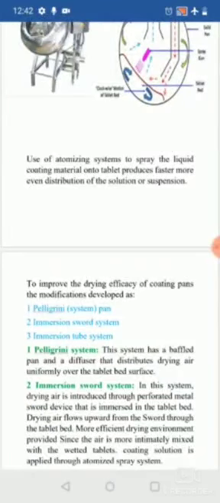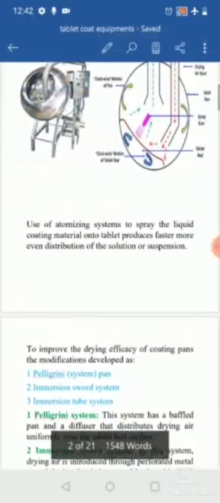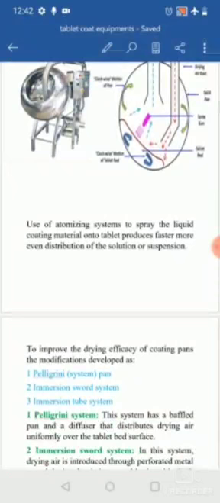Once you apply the air, it distributes uniformly onto the surface of each tablet. If it is a simple stainless steel tank, the tablets rotate without proper uniform rotation, and the tablets are going to come down.